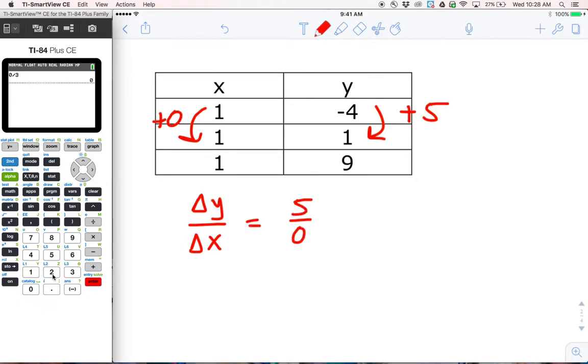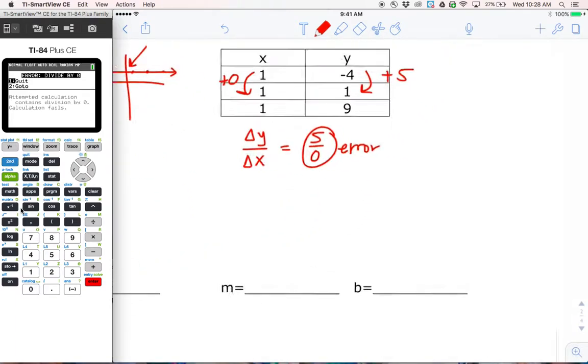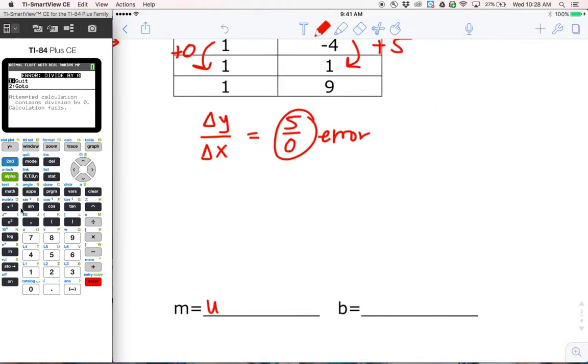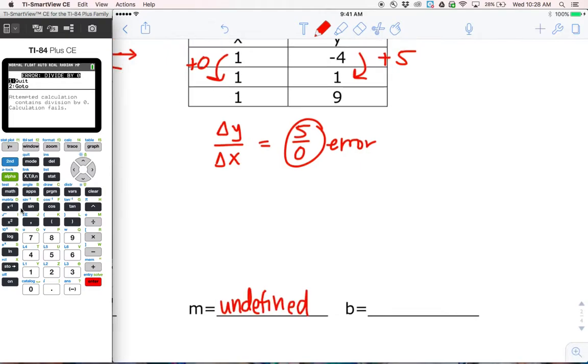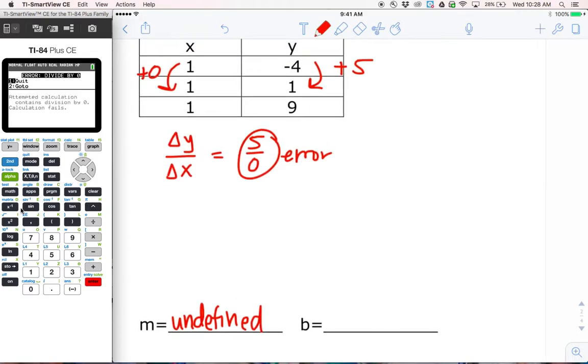Okay, what does my calculator tell me that is? 5 divided by 0 is, ooh, error. You cannot do this. It doesn't work. This is why my slope in this case is undefined. It's literally not a real number. You can't say what it is. It's undefined. You can't divide by 0.